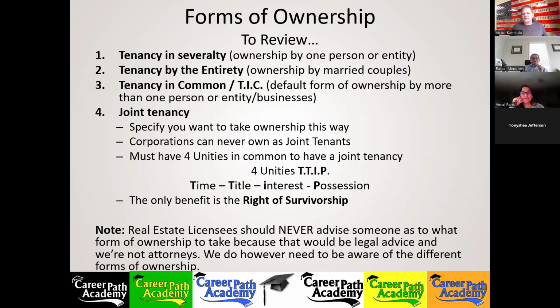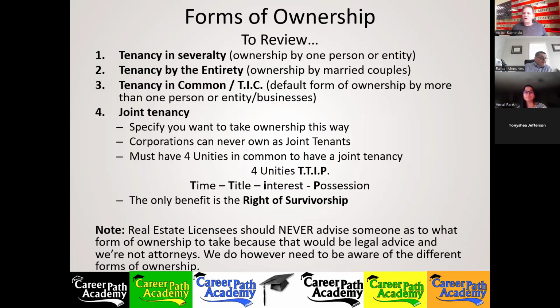And joint tenancy, you have to specify you wish to take ownership in this form. Two or more people. A corporation can never own as a joint tenant because of their perpetual existence. So only people can be joint tenants if you specify you wish to take ownership as a joint tenant at the time you take ownership. And then you all have to have 4 unities in common: the unity of time, title, interest, and possession. If you have all 4 of those unities in common, then you can become a joint tenant.